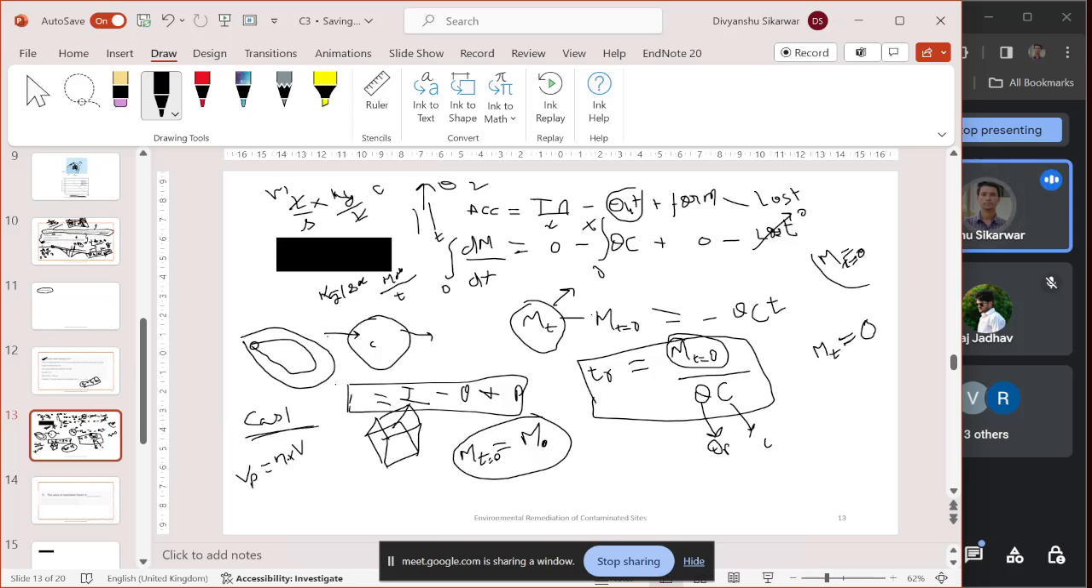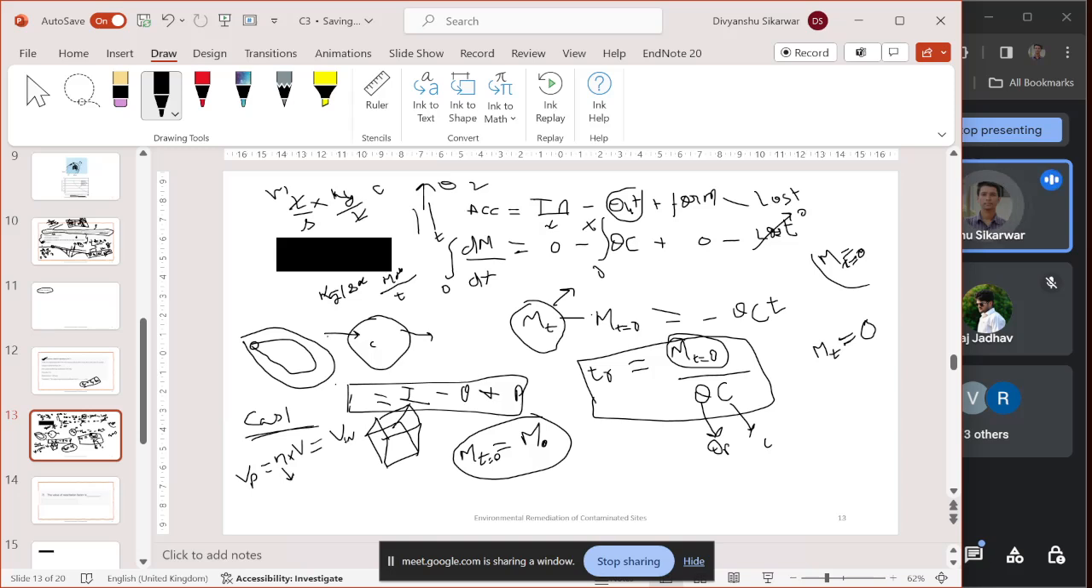Does anyone know the formula for porosity? The formula will be Vp by V, right? Volume of pores divided by total volume. So if we know the porosity, we can calculate the volume of pores. Once we know the volume of pores, it will be equal to the volume of water, because water is stored in pores only.